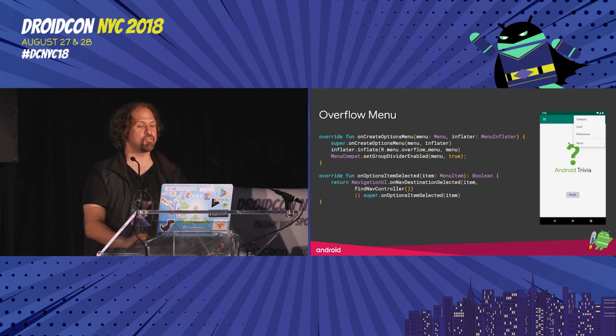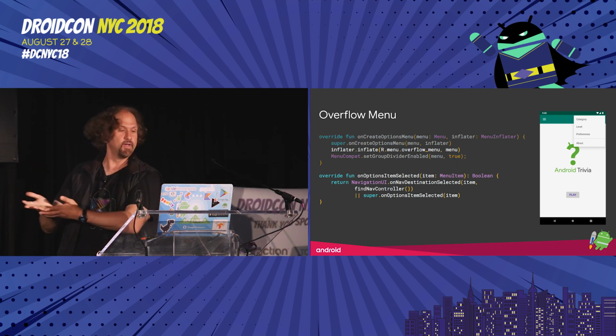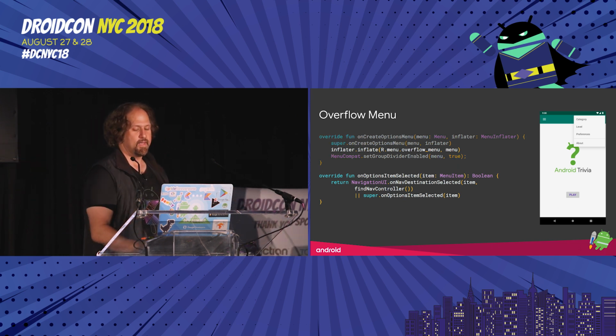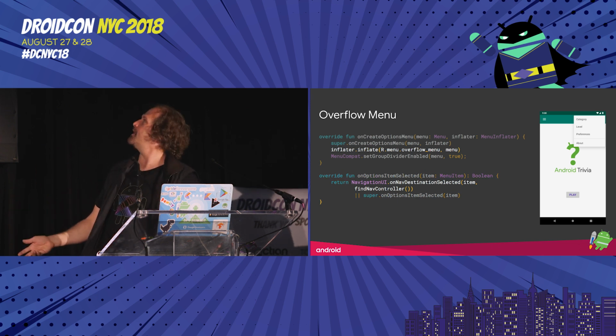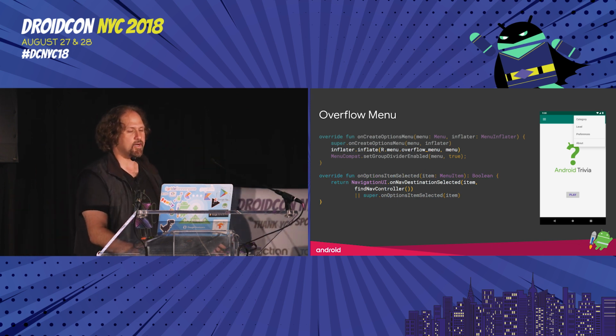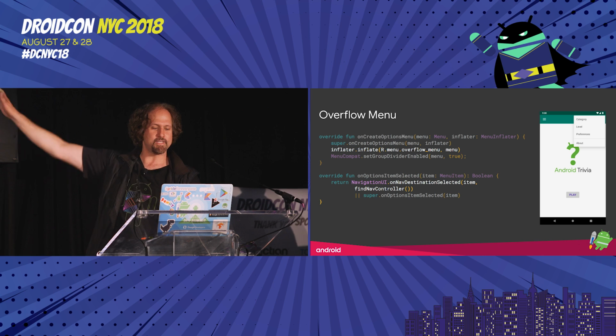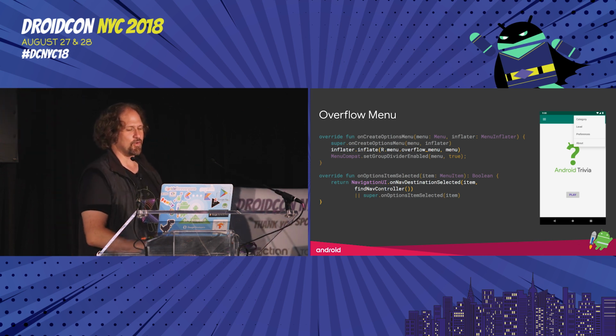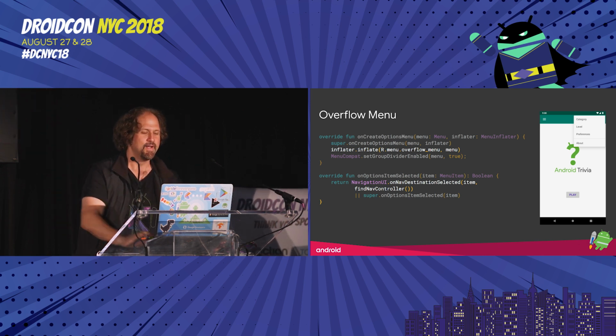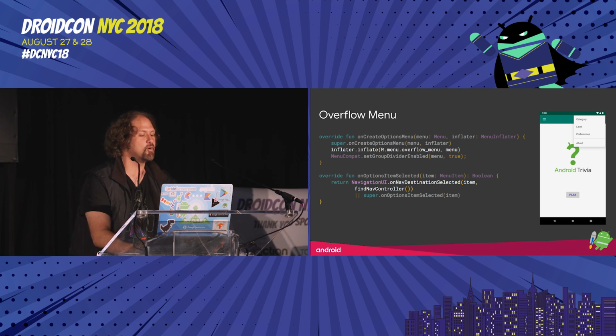After you've created the menu resource, you inflate it as you normally would for an overflow menu or action bar in the onCreateOptionsMenu callback. And then in the onOptionsItemSelected callback, you can check to see if the item has been handled in the navigation controller by calling onNavDestinationSelected. This also makes it easy to have overflow menu items that either navigate or perform some other function.